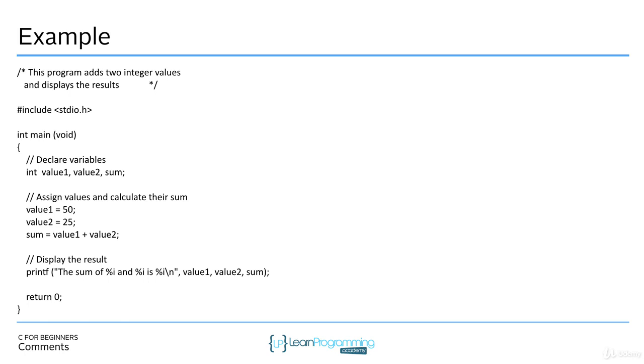And then you see some single line comments. How do you know they're single line comments? Because they have 2 forward slashes. You see a single line comment that says declaring variables. You see another one that says assign values and calculate their sum. And then you see one that says display the result. Each single line comment is describing each group of code, telling you what they're doing.